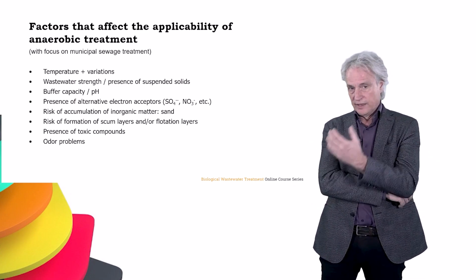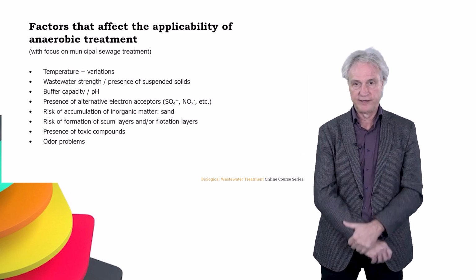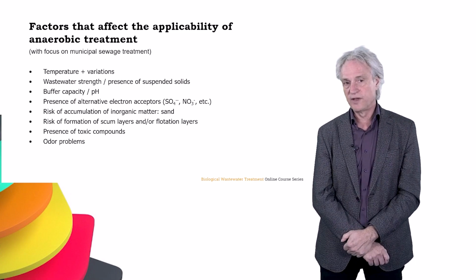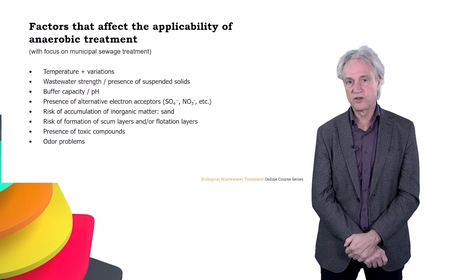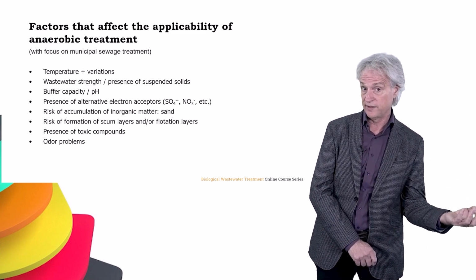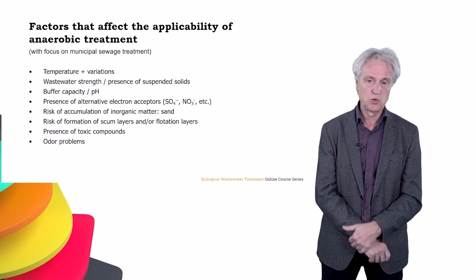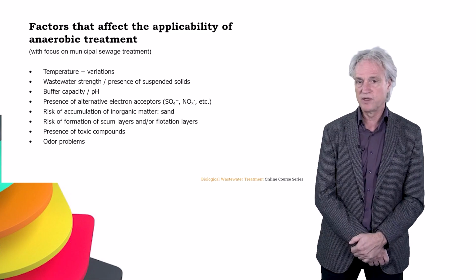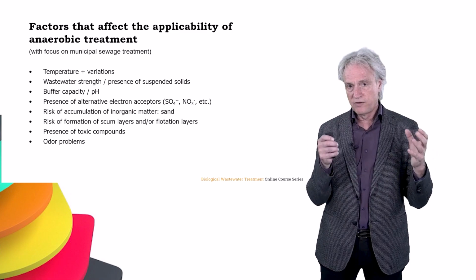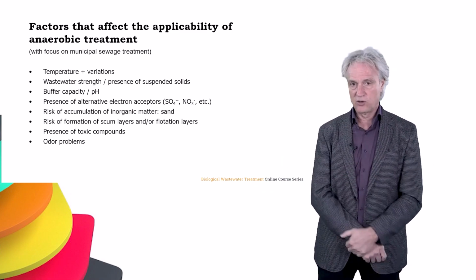Here we see a list of the various conditions. We will address some of them, not all; some will be discussed in later lecture series. First, temperature and variations, the wastewater strength, presence of suspended solids, the buffer capacity, the pH, presence of alternative electron acceptors, which we just explained, risk of accumulation of inorganic matter like sand, which in municipal sewage is always a problem, risk of formation of scum layers or flotation layers, presence of toxic compounds, other problems. Now these are very important factors that you need to consider when you opt for an anaerobic sewage treatment.